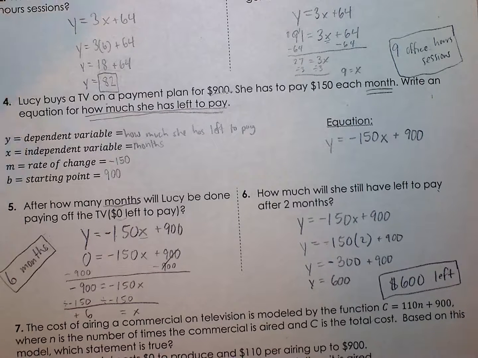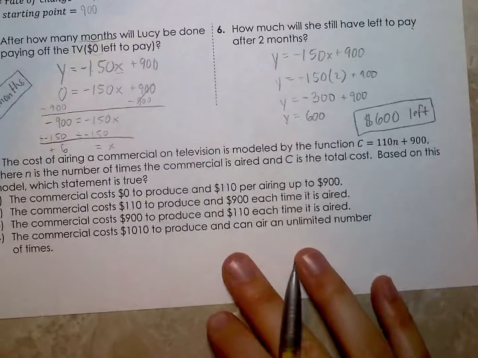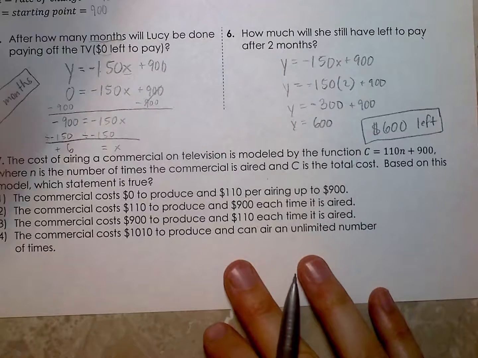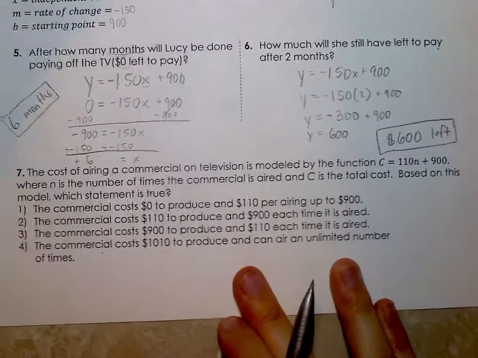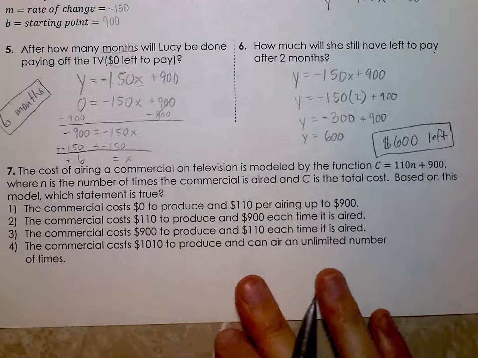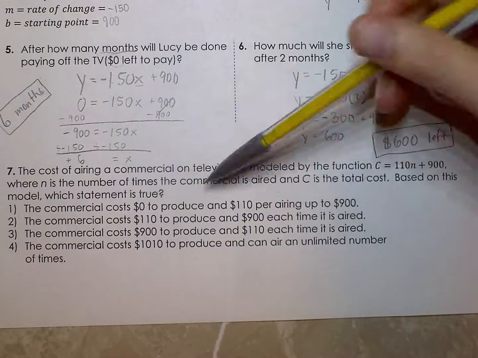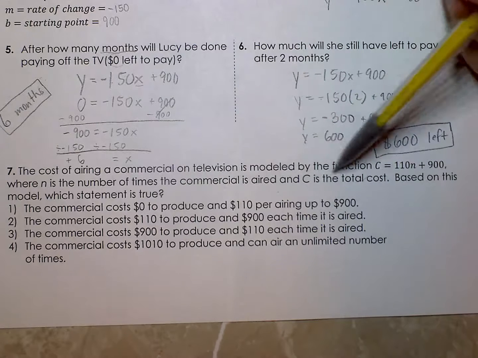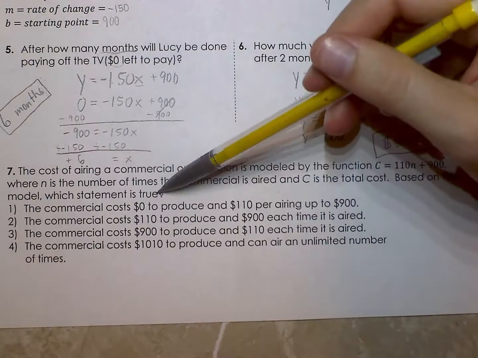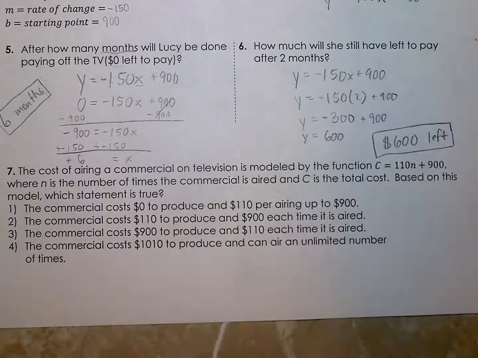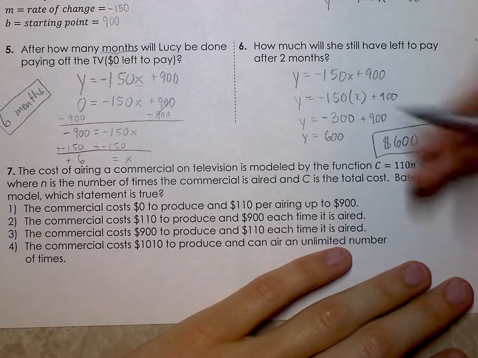All right, last question. The cost of airing a commercial on television is modeled by the function c equals 110n plus 900, where n is the number of times the commercial is aired and c is the total cost. Based on this model, which statement is true? Okay, before we read this, let's look at this.